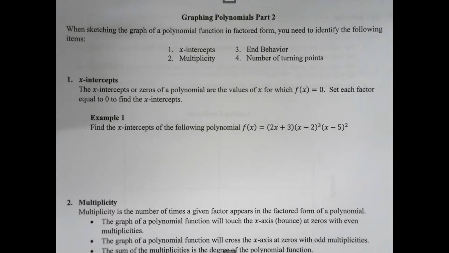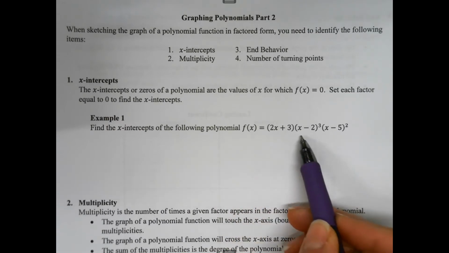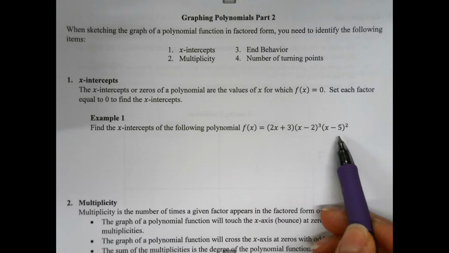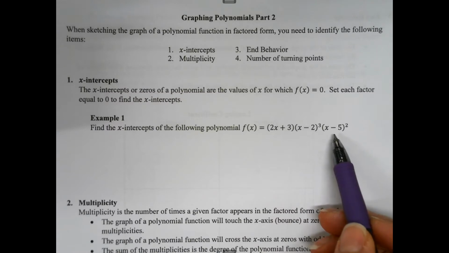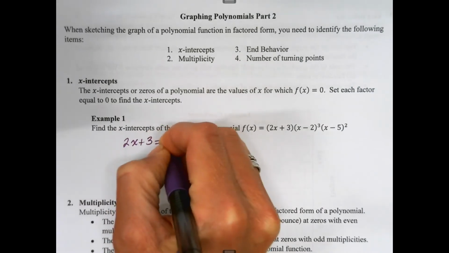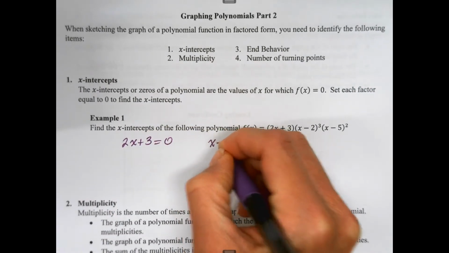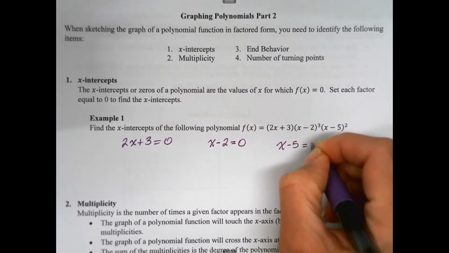And the zero product property tells us that if we have various things being multiplied together and they're all equal to 0, then at least one of them has to be equal to 0. So if f of x is 0, that would tell us that either this factor, or this factor is 0. So essentially, we want to set each of these equal to 0, and it'll tell us what our x-intercepts are. We would say 2x plus 3 is equal to 0, x minus 2 is equal to 0, and x minus 5 is equal to 0.